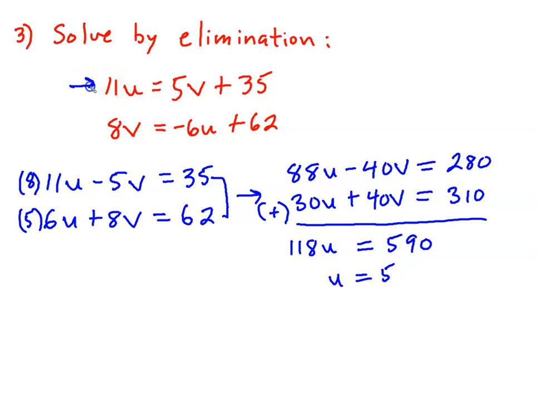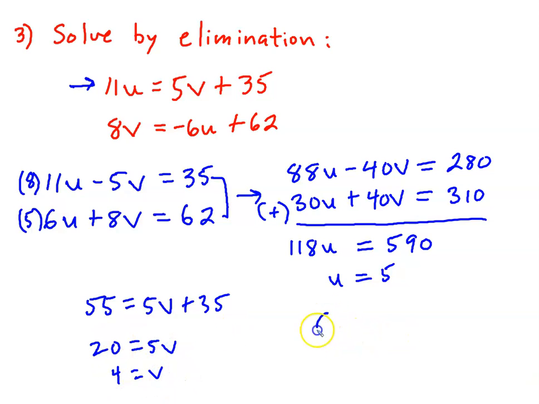So again, you could use any of them. I'm just going to go with the top. And if I let u be 5, that gives me 55 equals 5v plus 35. Subtract 35 from both sides. 20 is 5v, so v is 4. Okay, so when you're dealing with variables other than x and y and you're writing ordered pairs, again, just think alphabetically. u comes before v, so in my ordered pair, 5 comes before 4.